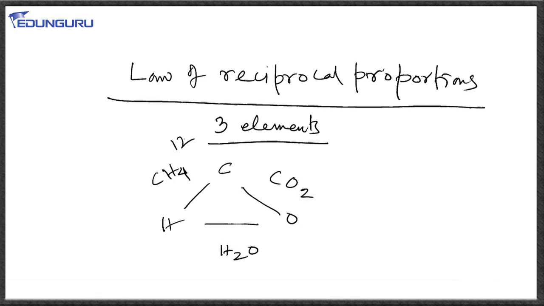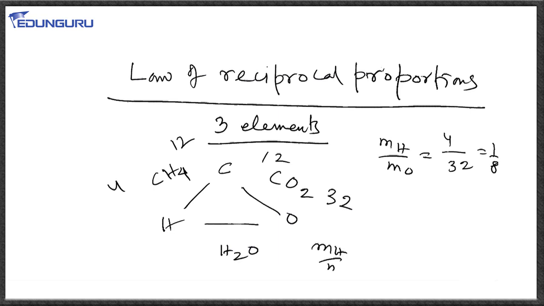So, when C and H combine to give CH4, here carbon is 12 gram, hydrogen is 4 gram. In case of CO2 it is 12 gram carbon, 32 gram oxygen. So, what is the mass ratio of hydrogen by oxygen? That is basically 4 by 32, that means 1 by 8. Now, when H and O independently make the compound H2O, the mass ratio of hydrogen by oxygen is again 2 by 16, that is 1 by 8. Just look, they are equal.